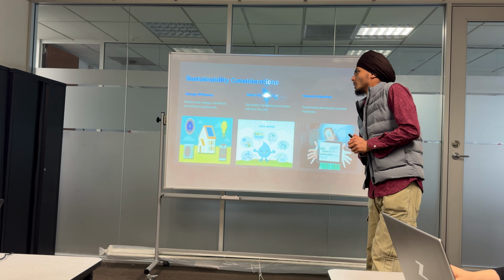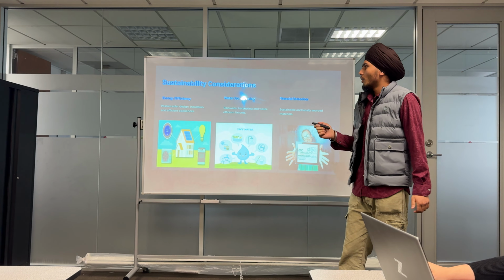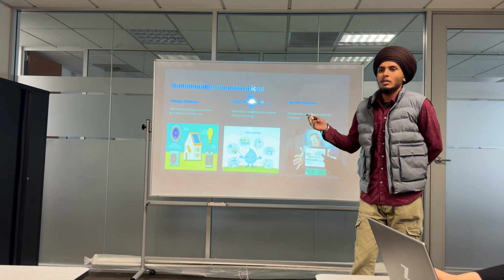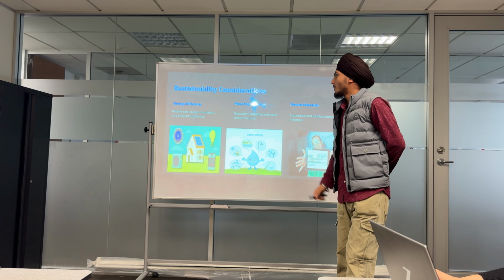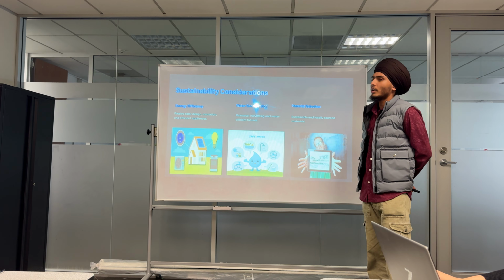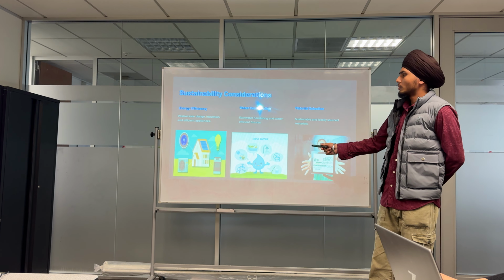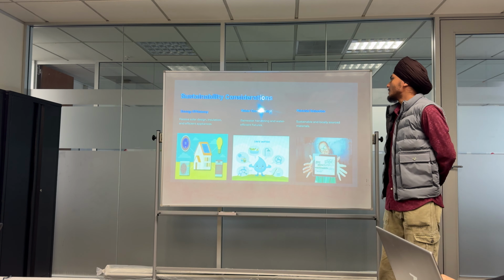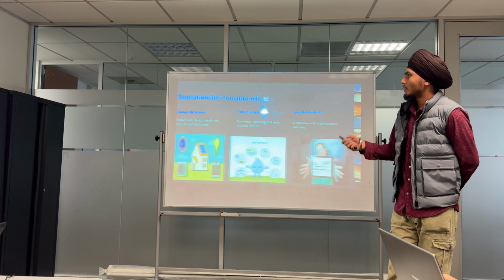Sustainability consideration. First point is energy efficiency. Passive solar design, insulation, and efficient appliances are applied in the building, which help in energy efficiency. The second one is water conservation: rainwater harvesting and water efficient features. As you can see in this picture, we all have to conserve water in our daily routine. And the third one is material selection, sustainable and locally sourced material. Let's move to the next slide.